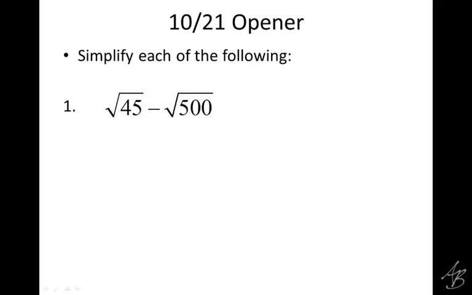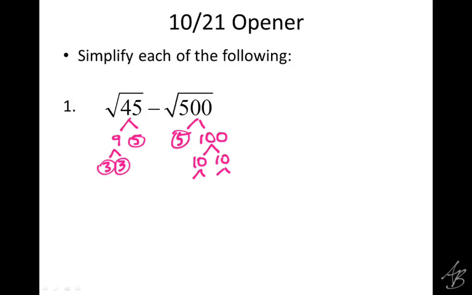But we'll start with the first one here. If I want to simplify the square root of 45 minus the square root of 500, what do I need to do first? We're going to do factor trees, right? So keep in mind that when we are adding and subtracting, we have two separate terms, so we need to keep those terms separate until we have them simplified. And then once they're simplified, if they're like terms, then we're going to be able to combine them.